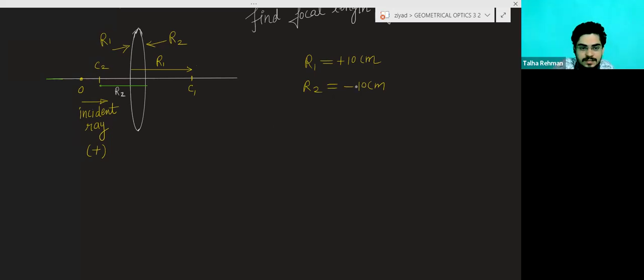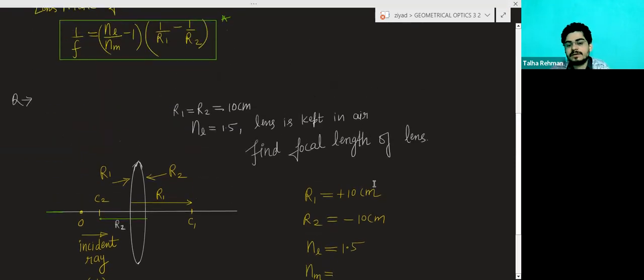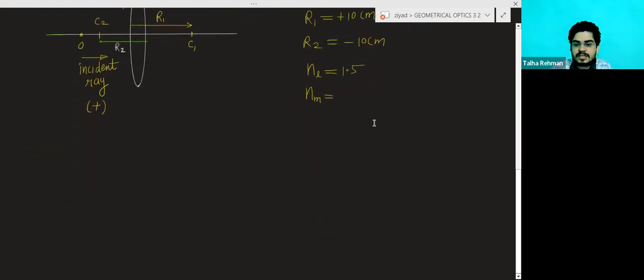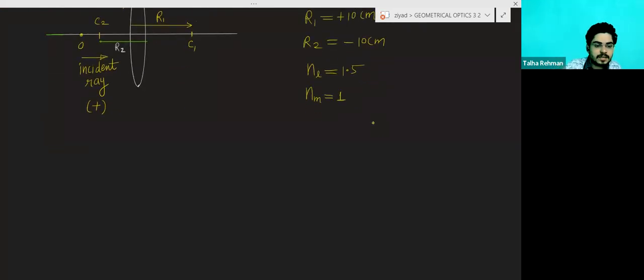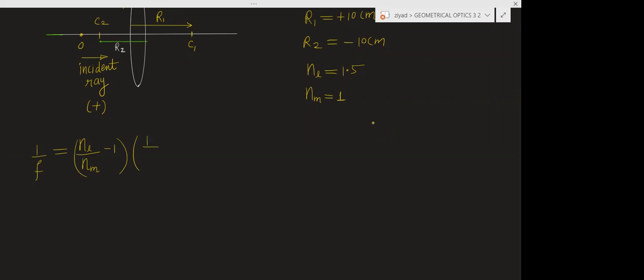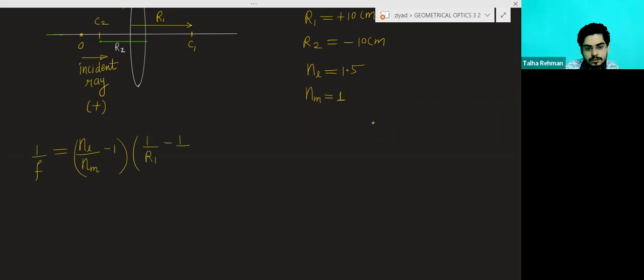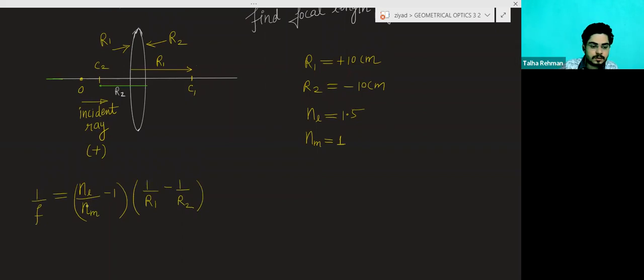Now the refractive index of the lens is given as 1.5. What is the refractive index of the surrounding medium? Air is the surrounding medium. The lens is kept in air, so for air the refractive index is 1. Now apply the lens maker formula. 1 upon focal length is equal to the refractive index of the lens divided by the refractive index of the surrounding medium, minus 1, multiplied by 1 upon R1 minus 1 upon R2. Now put all the values in this formula and you will get the focal length.